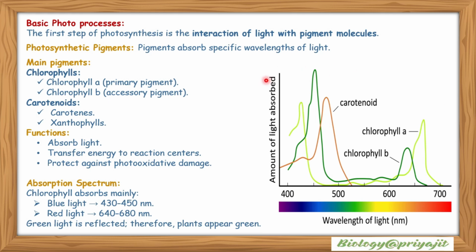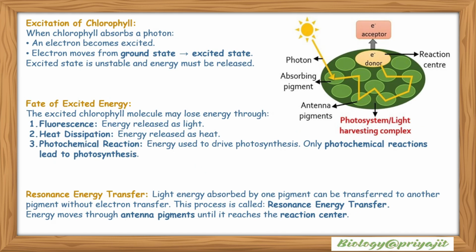So this is the image showing the absorption of wavelengths of light by carotenoid, chlorophyll A and chlorophyll B. Chlorophyll absorbs mainly blue light in the range of 430 to 450 nanometer and red light in the range of 640 to 680 nanometer. So green light is reflected, therefore plants appear green. Excitation of chlorophyll. We know that when chlorophyll absorbs a photon, an electron becomes excited. The electron moves from ground state to excited state. Then the excited state is unstable and energy must be released.